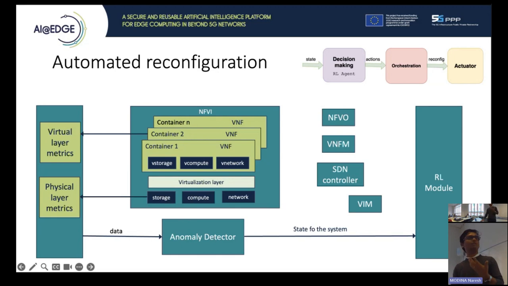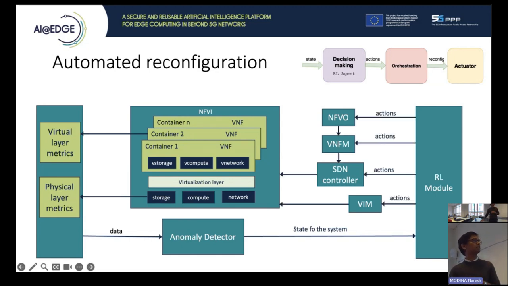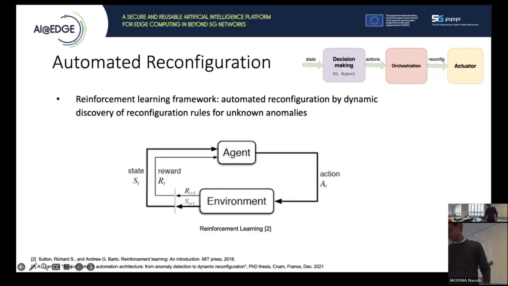Even during the training process, once you propose an action, this set of actions will be sent to the various management entities that are part of this orchestration block, such as the network function virtualization orchestrator, VNFM, SDN controller, and virtual infrastructure manager. And then they are responsible for implementing these actions as a reconfiguration for the platform.